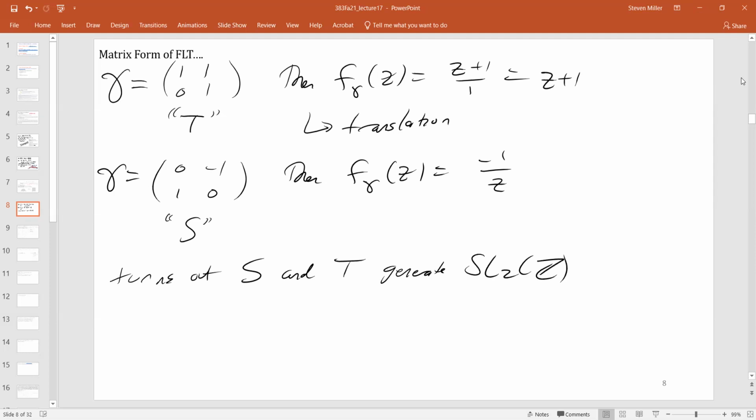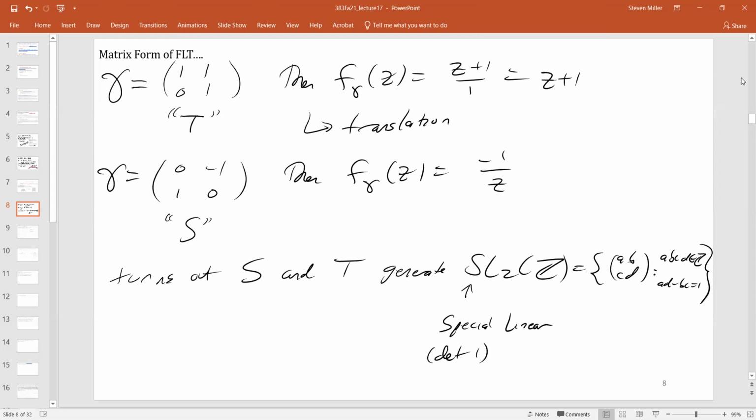SL2Z. So this is the set of all matrices A, B, C, D, where A, B, C, D are in Z, and the determinant AD minus BC equals 1. So that's what this is, the special linear. The special means determinant 1. So these are extremely useful matrices to look at.